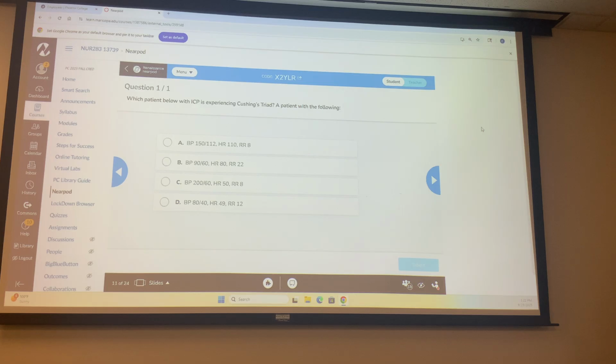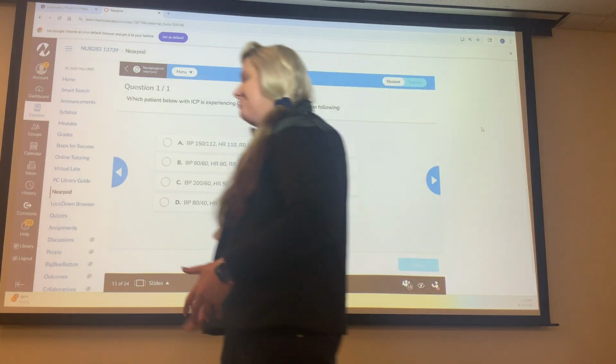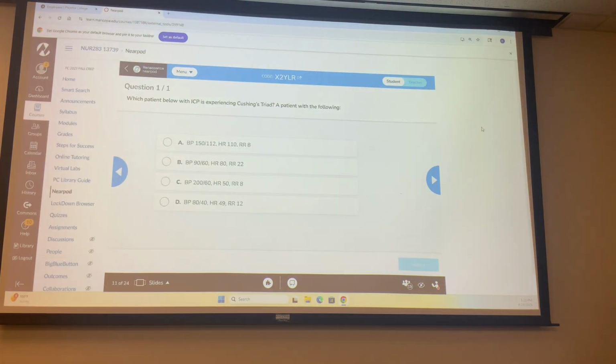Sinus rhythm, probably, so we can get rid of that. So now we have the last two, okay? So we have a heart rate of 50 and a heart rate of 49, both bradycardic, right? Now we have respirations of 8 and 12. What's lower? 8, okay. So again, both are kind of low, but 8's lower, okay?